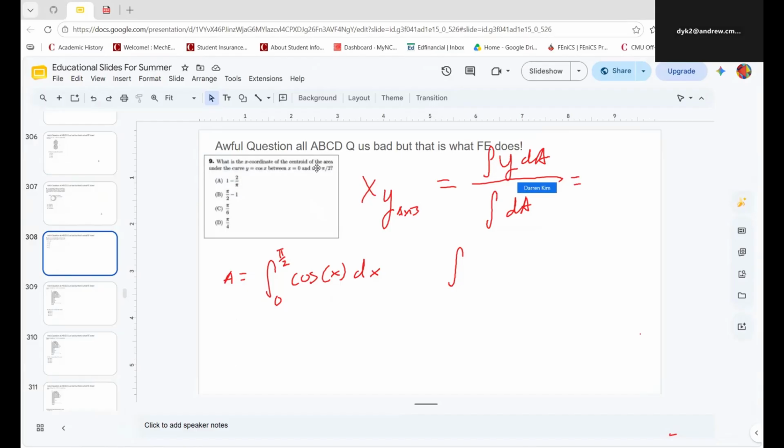Y and, oh, what am I listening to? Michael Jackson? This is the x axis, so this is x AC. My apologies. This is supposed to be x and then dA. Okay, I don't know what my brain was thinking.